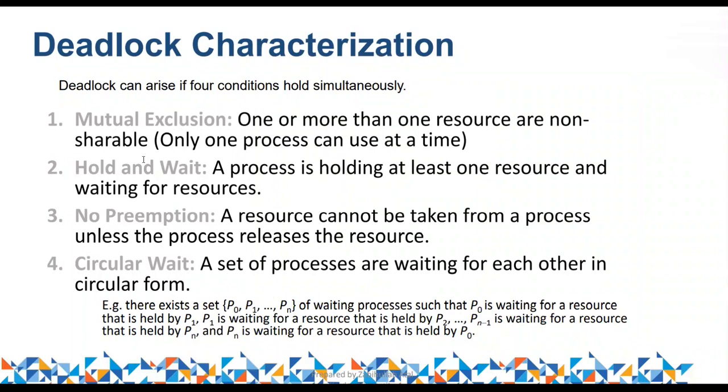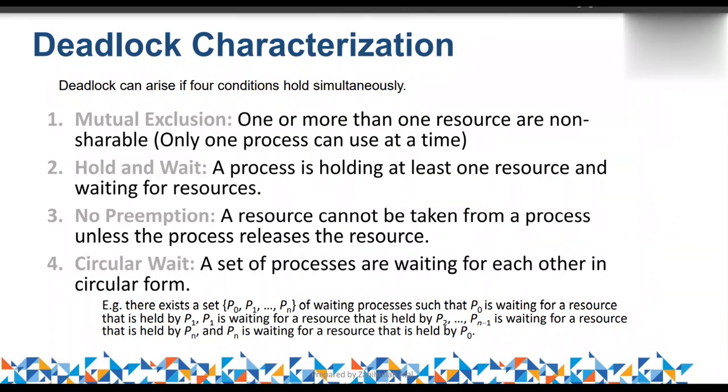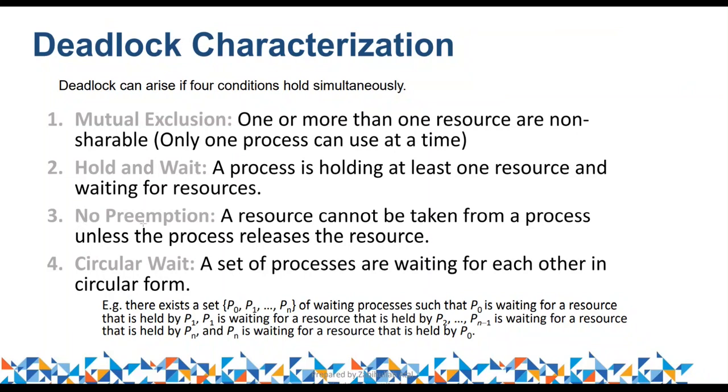So dear students, no preemption, this is the third condition. A resource cannot be taken from a process unless the process releases the resource. So when such a situation exists, the operating system will not be able to take back the resources from the process, and the operating system and the processes will wait until the process releases the resources. So such a condition can also create what? Deadlock situation. Let me explain this.